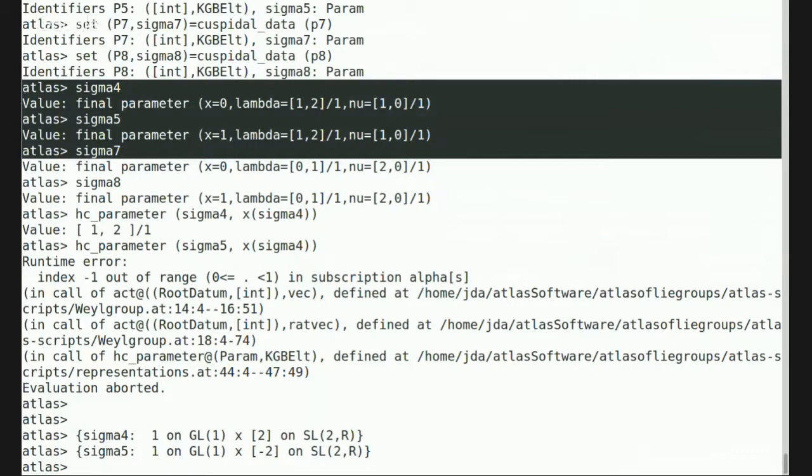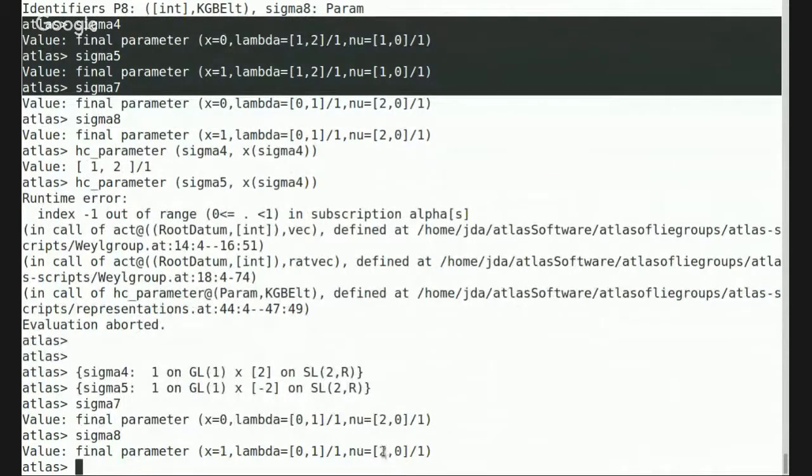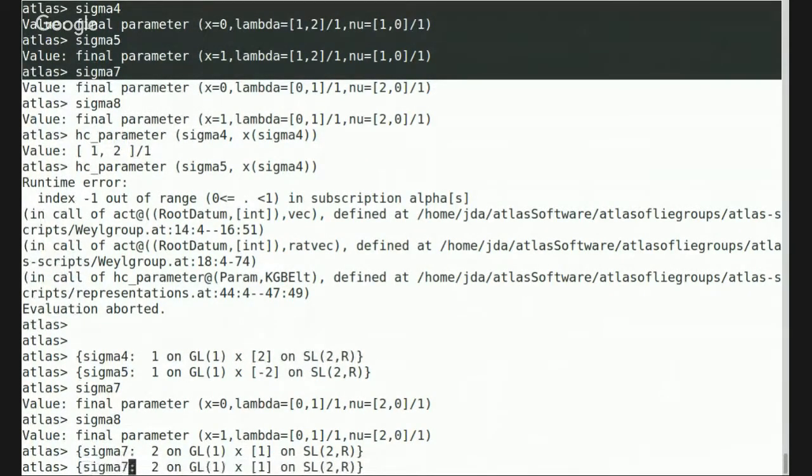Now, what about sigma 7? So sigma 7 and sigma 8, I should look at them both. Notice that, again, you have x is 0 and 1. Lambda now is 1 and nu is 2. And so what's happened, in human terms, is that sigma 7 is where you put the parameter 2 on the GL1 and 1 on the SL2. And sigma 8 is similarly this.